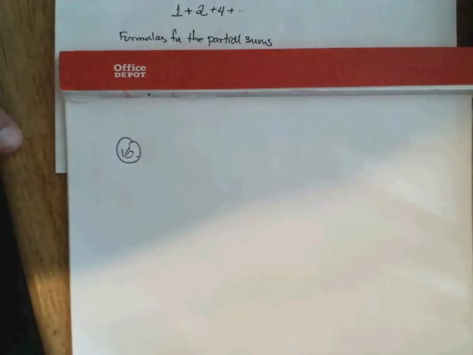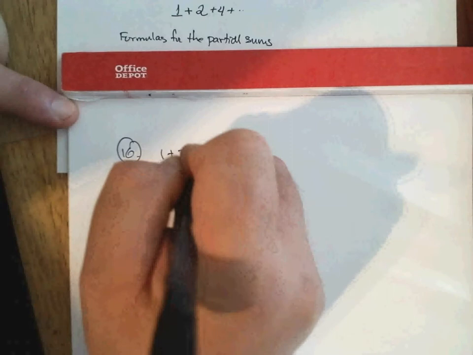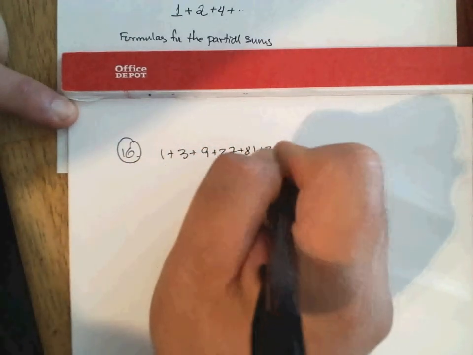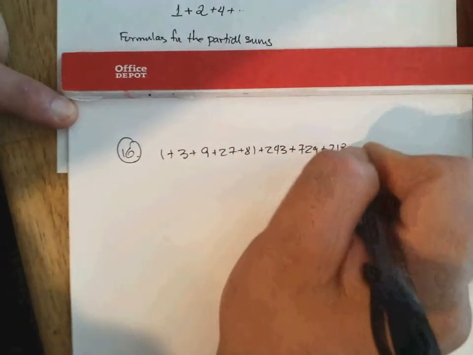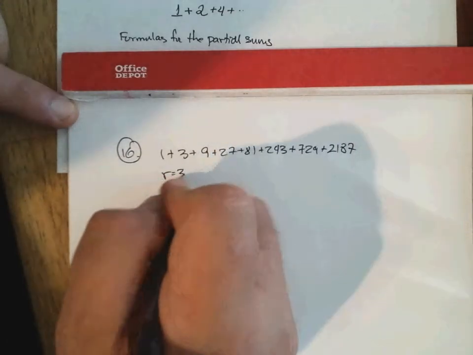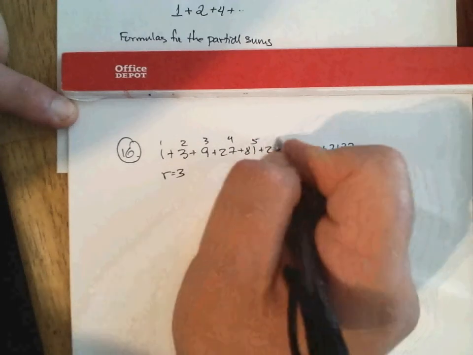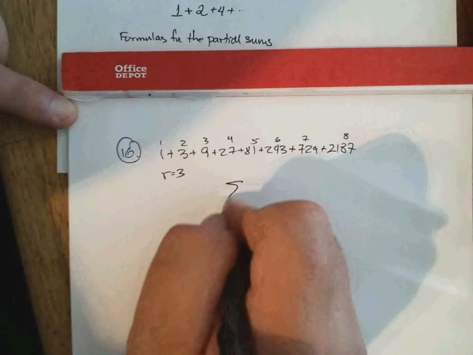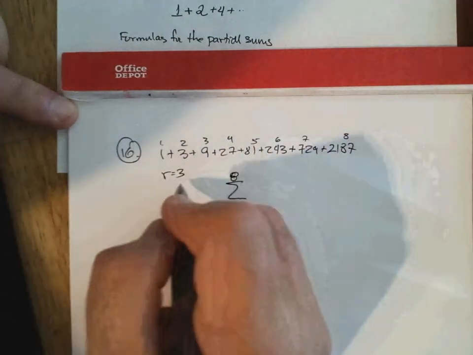In 16, we have a geometric sequence given to us. 1 plus 3 plus 9 plus 27 plus 81 plus 243 plus 729 plus 2187. And so the common ratio is easy to see as 3. So first, second, third, fourth, fifth, sixth, seventh, and eighth term. And now I want to write this using summation notation. So from 1 to 8.